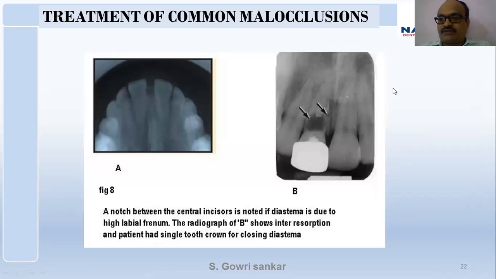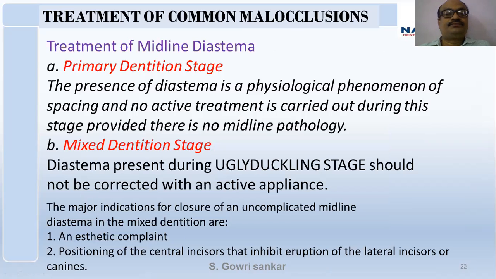And of course, you have to check for the presence of any habits. This is what is called notching. Instead of clear-cut knife-edge margins, you can see notching and unclear demarcation in the midline in the periapical radiograph. There is a notching of the border. This is an indication that the particular labial frenum is the cause of midline diastema.